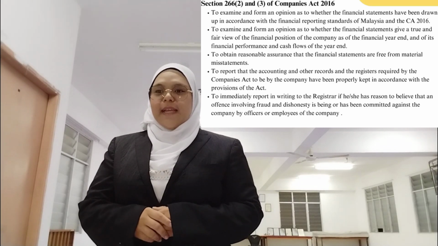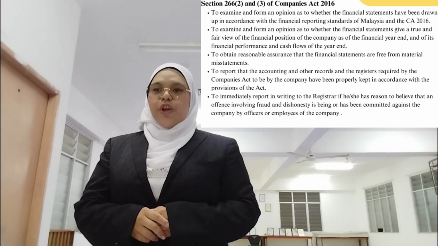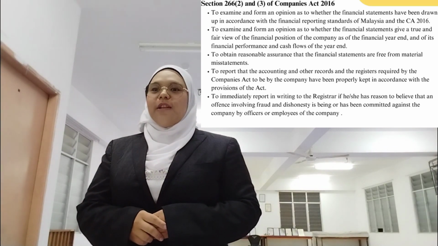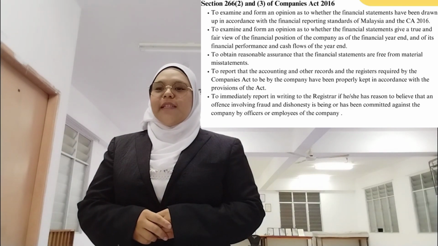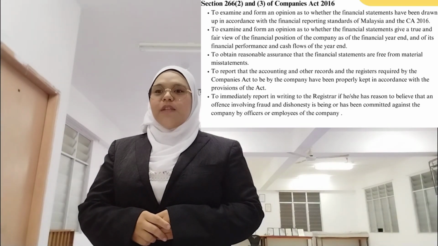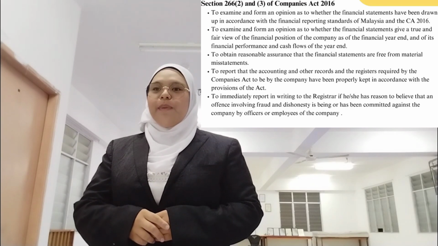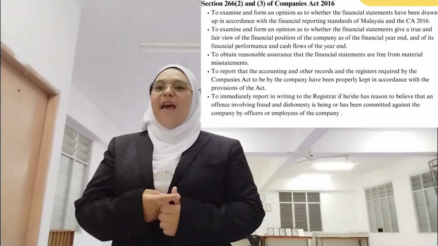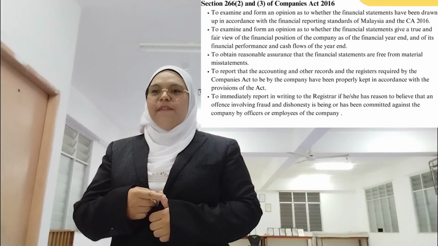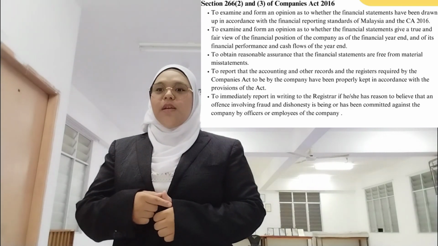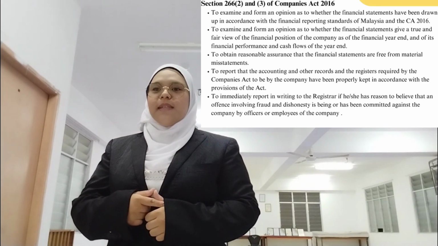Under Section 266, subsection 2 and subsection 3 of the Companies Act 2016, auditors' main duties are stated. There are 5 main duties that I've listed, which is to examine and form an opinion as to whether the financial statements have been drawn up in accordance with the financial reporting standards of Malaysia and the Companies Act 2016.